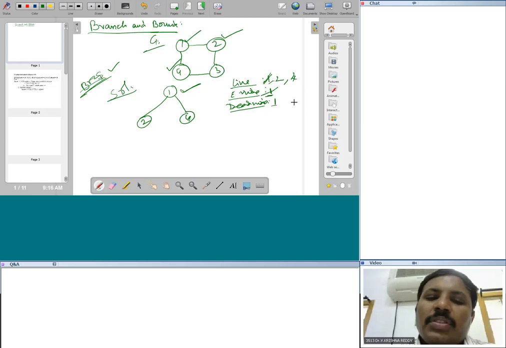So as per BFS technique, 2, 4 are the live nodes. Which node we have to select? Okay, BFS is nothing but it is based on the queue, right?